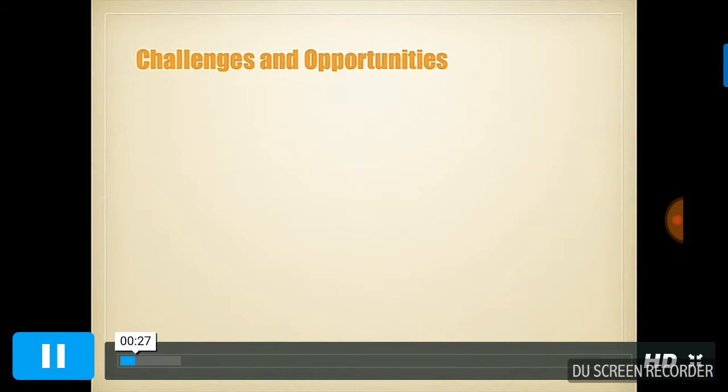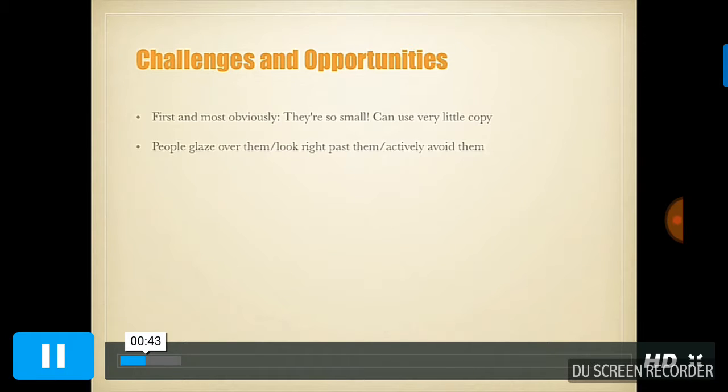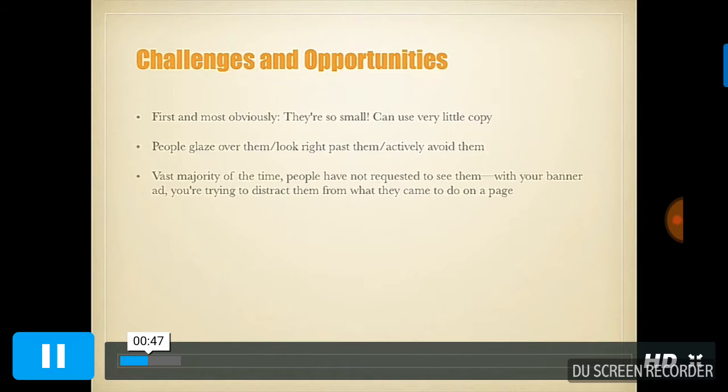Challenges and opportunities. First, and very obviously, banner ads are small, and as such, you are very limited in the amount of copy that you can use. Even banner ads that are dynamic and rotate through multiple frames still don't offer you much space at all for copy. Also, people glaze over them, look right past them, maybe even actively avoid them.